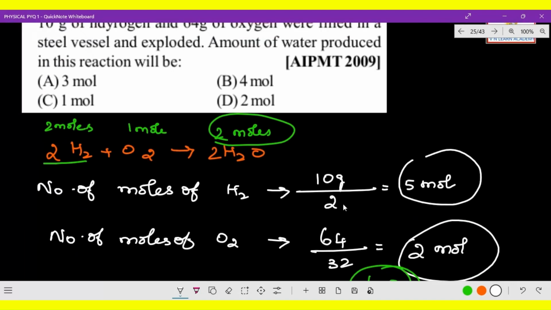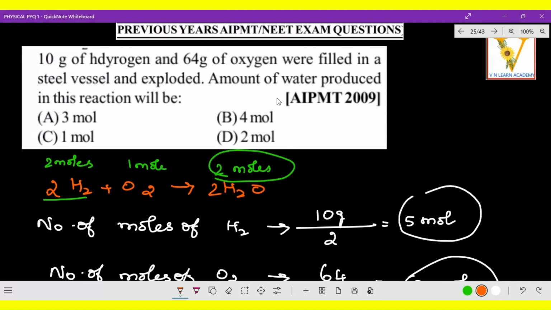Which is the correct option in this? 4 moles of water, option B. The answer is blinking. Yes, this is the correct option. I hope you got clarity about this point.